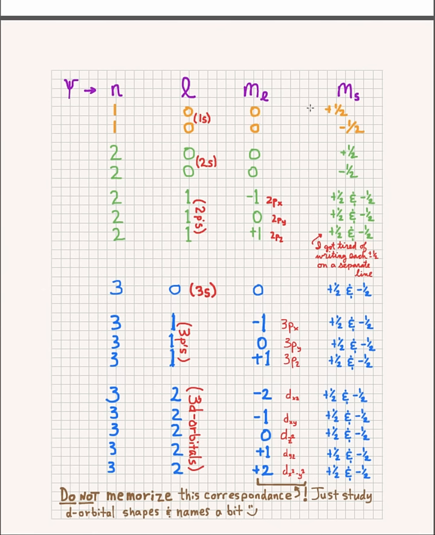But that 1s orbital can hold two electrons, one of them spinning one way, one of them spinning the other way. Same for layer 2. Layer 2 has a 2s orbital, l equals 0. These are different quantum numbers that describe the geometries and orientations. Geometry, orientation.